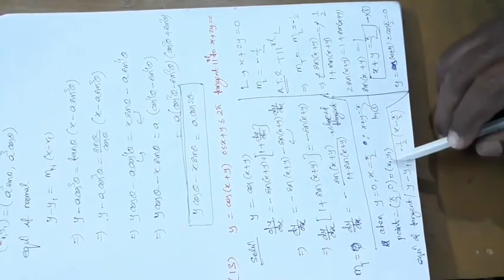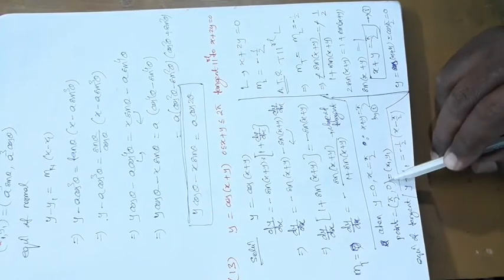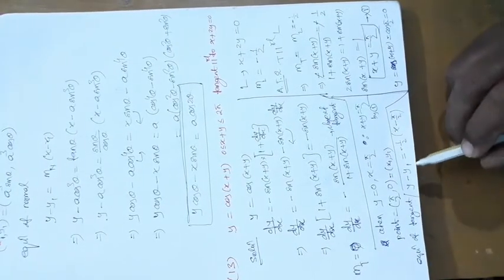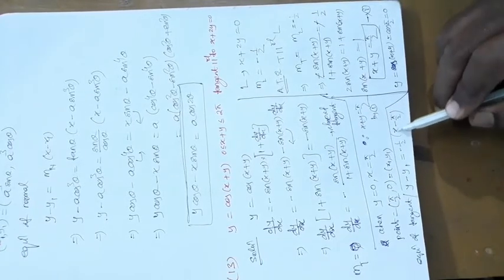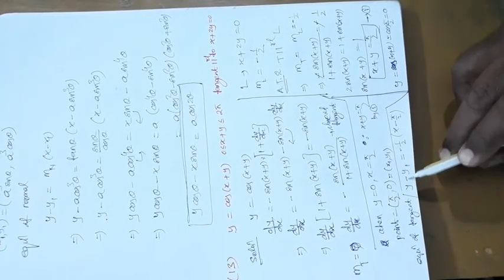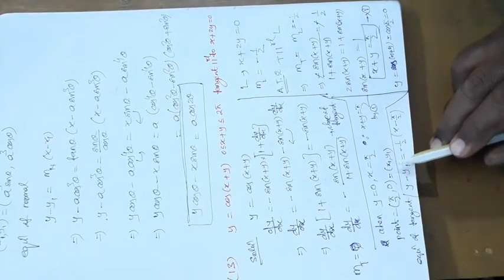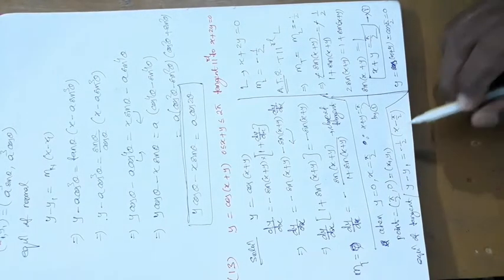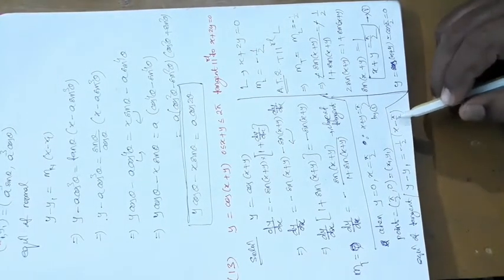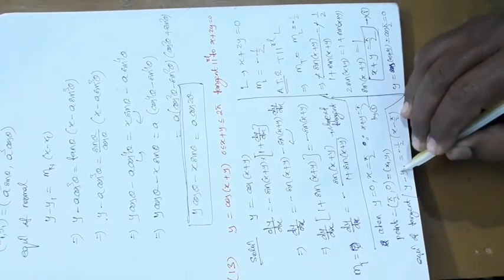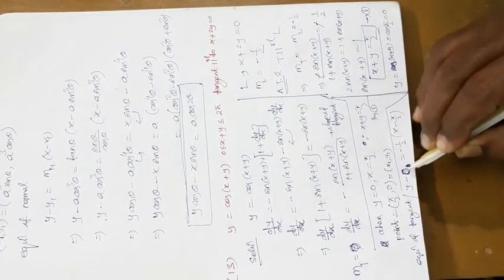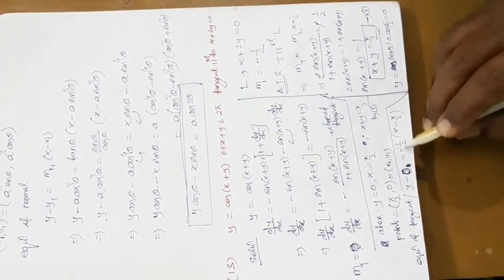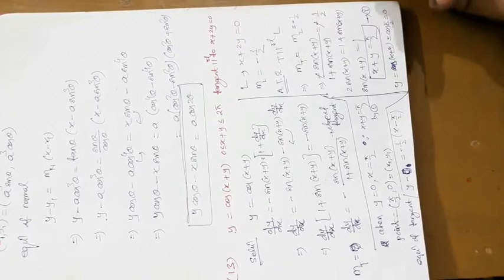So the point is what? (x1, y1) is equal to (pi by 2, 0). And the equation of the tangent is what? y minus y1 is equal to the slope of the tangent into (x minus x1). So y1 is 0, and I'm writing here 0. y minus 0 is equal to minus half into (x minus pi by 2). Okay. Now number 13 is done.